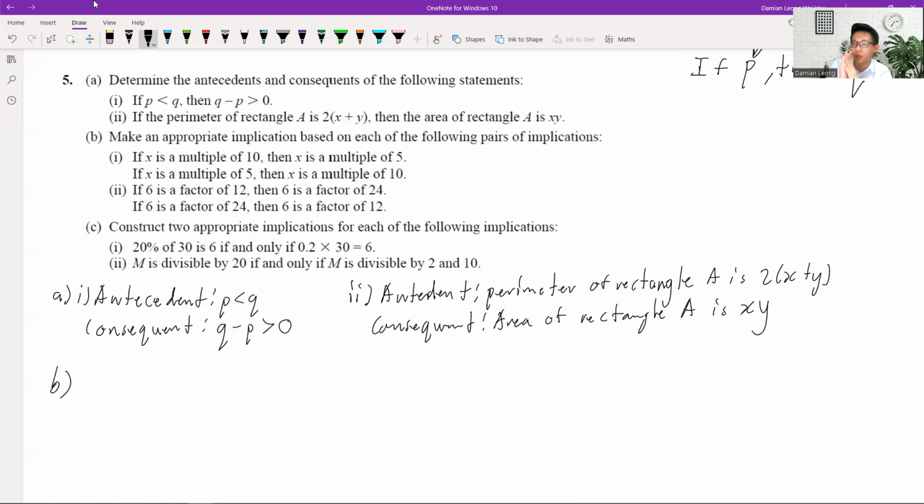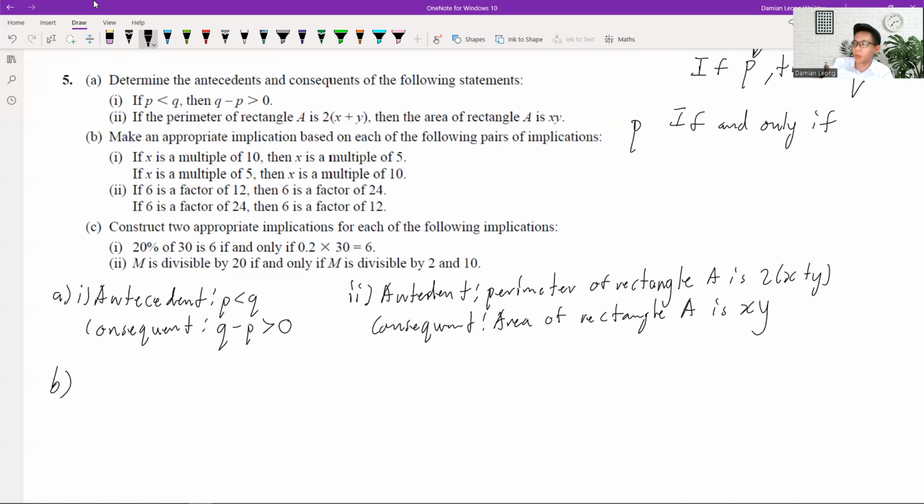When the pair of implications is switching between the antecedent and consequent, it works both ways. So if x is an even number, x can be divided by 2. Means any number can be divided by 2 basically. So I can also put it the other way. If x can be divided by 2, then x is an even number. So that's when we can combine it into what we call the if and only if statements.